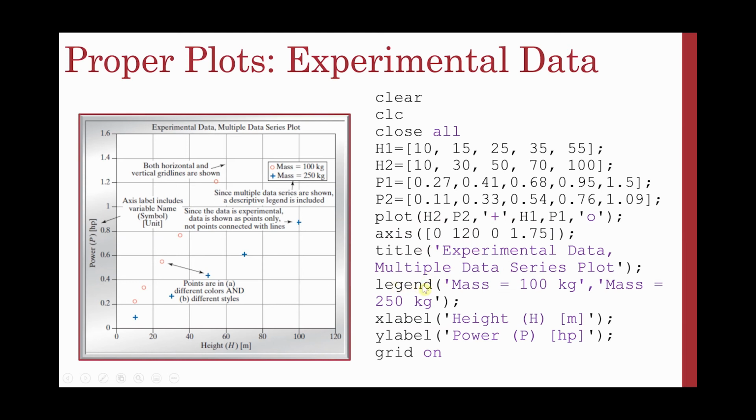I set a legend. The command for legend is legend. I defined my two data series in my legend in the order that they are graphed. I put an X label, I put a Y label, and I turned grid on. Notice here in my plot command, I actually am missing the colors. That's because these are using the default color order of MATLAB. MATLAB does change the color of each data series that you plot automatically.